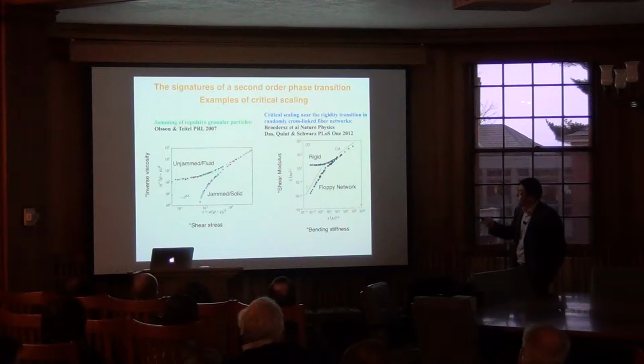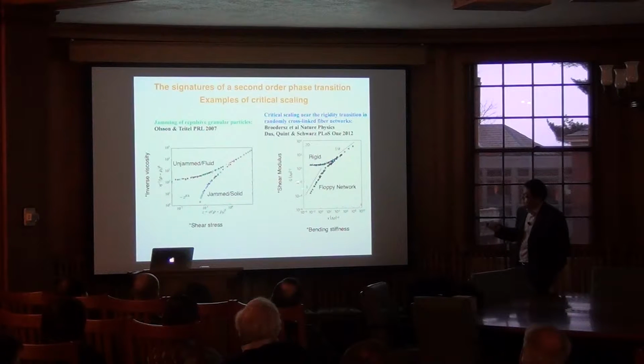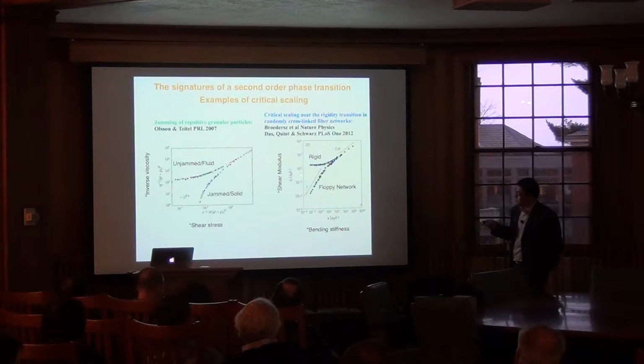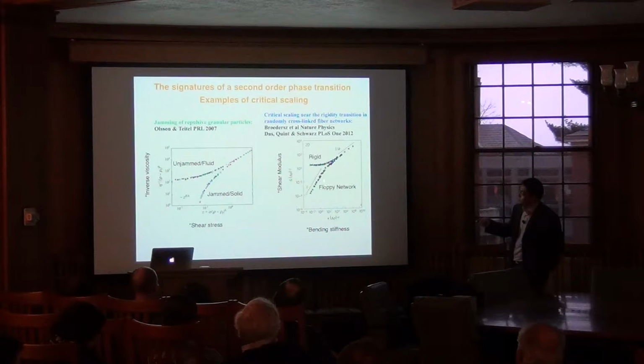And this can also be done with randomly cross-linked fiber networks, where here the order parameter is the shear modulus, and the distance to the critical point is controlled by how many random bonds are needed for the rigidity percolation transition. And you can again collapse the data onto two branches.